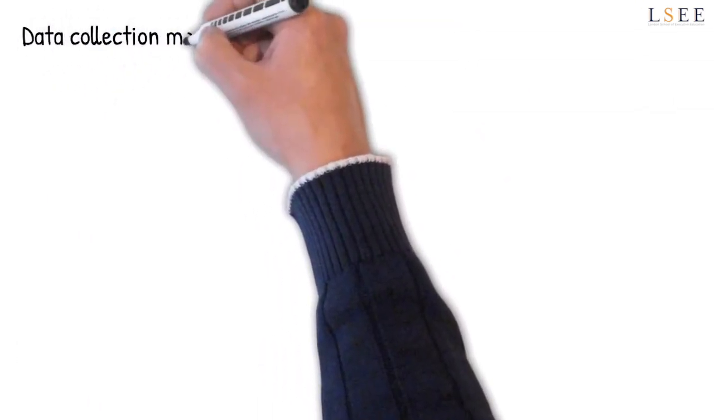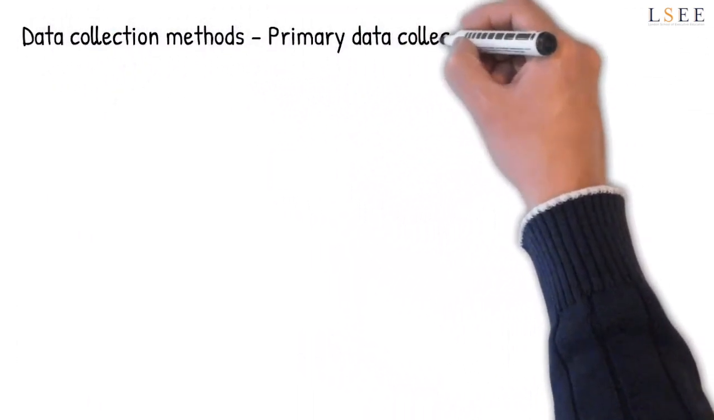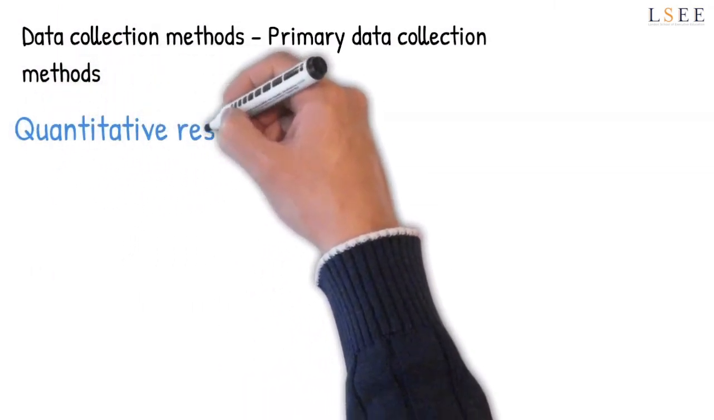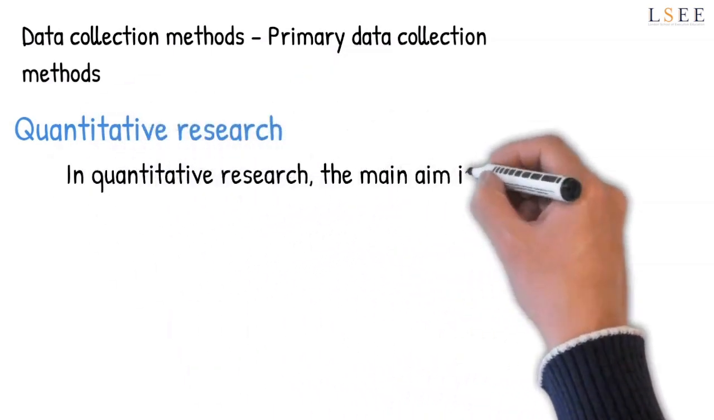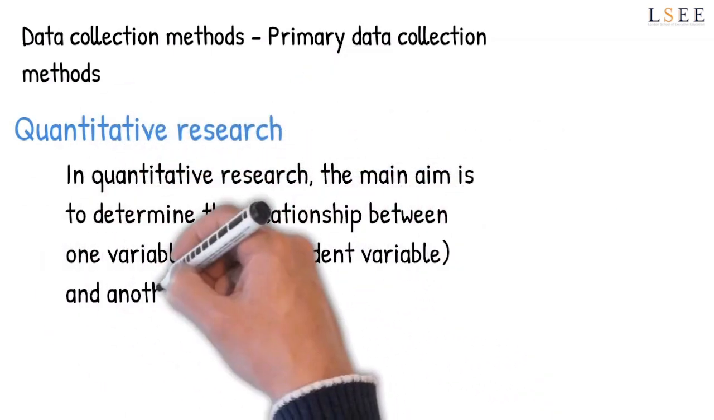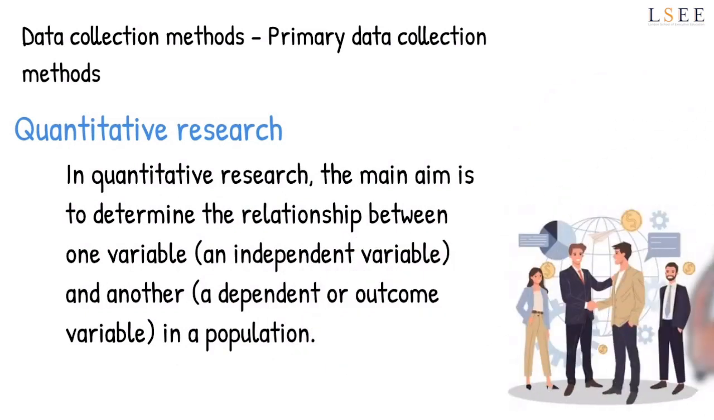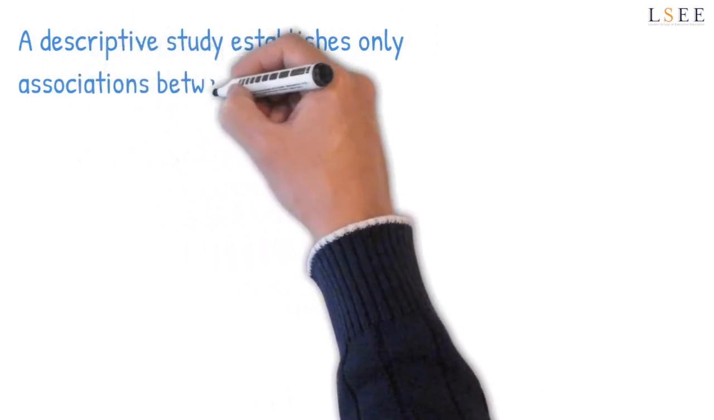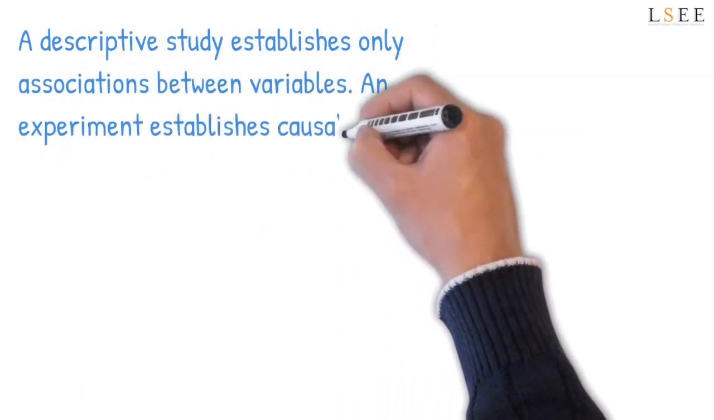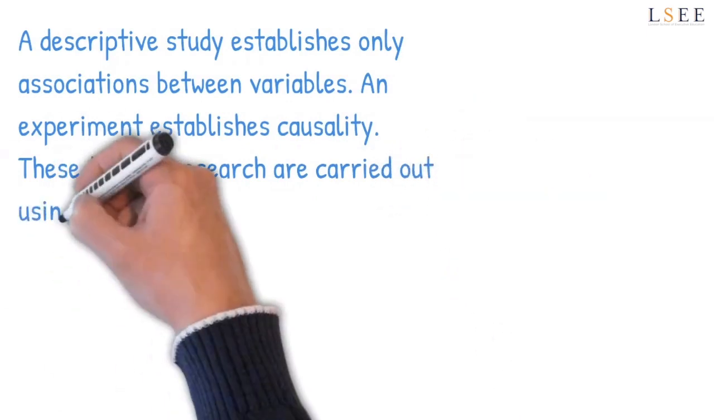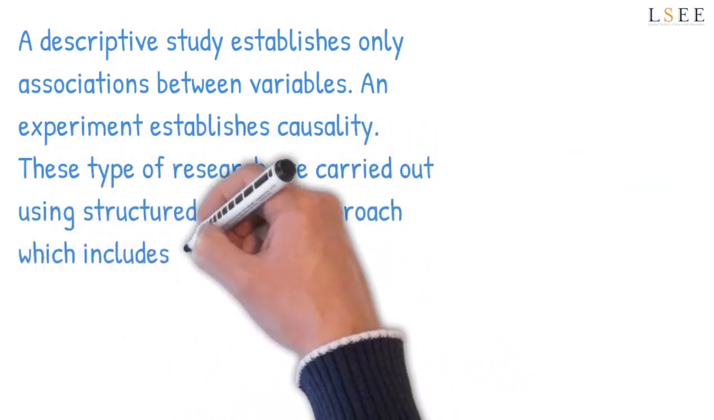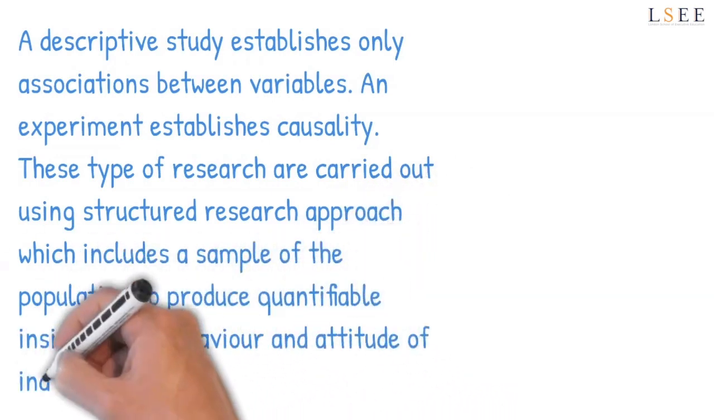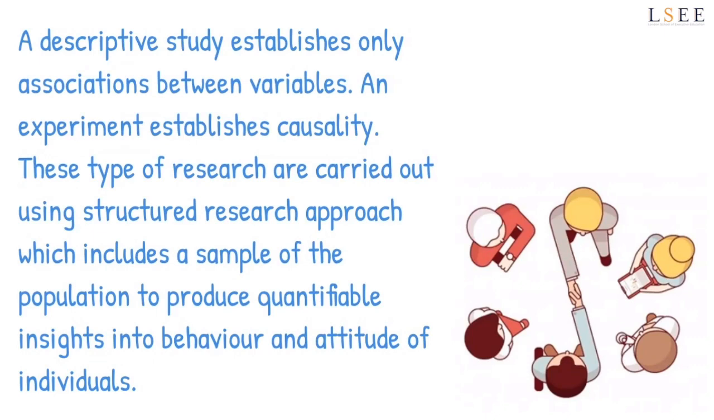Data collection methods, primary data collection methods. Quantitative research. In quantitative research, the main aim is to determine the relationship between one variable, an independent variable, and another, a dependent or outcome variable, in a population. A descriptive study establishes only associations between variables. An experiment establishes causality. These types of research are carried out using a structured research approach, which includes a sample of the population to produce quantifiable insights into behavior and attitude of individuals.